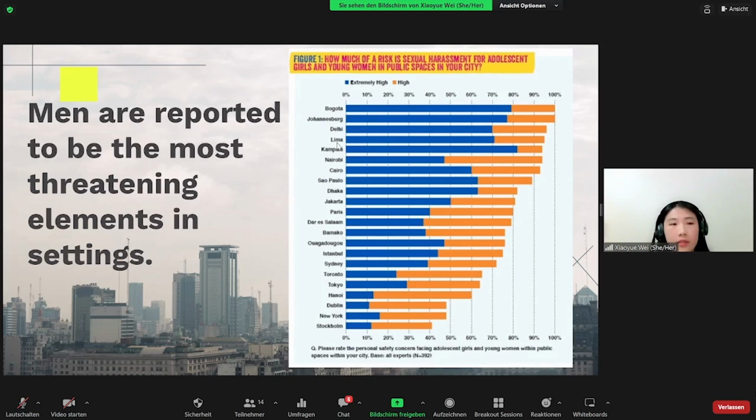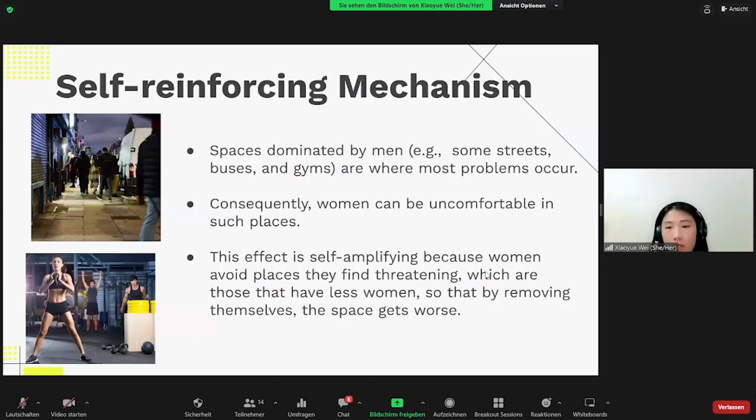This pattern has a self-reinforcing mechanism. Spaces dominated by men, for example some streets, buses, and gyms, are where most problems occur. Consequently, women can be uncomfortable in such places. This effect is self-amplifying because women tend to avoid places they find threatening, which are those that have fewer women, so by removing themselves from those spaces, it gets worse.